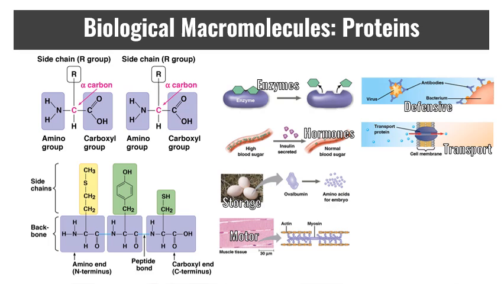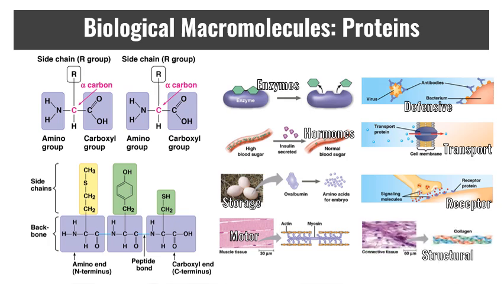You have transport proteins moving things across cell membranes. You have receptor proteins used for signaling between cells. And you have structural proteins like collagen, keeping your skin flexible. When that begins to break down, you start to wrinkle. The function of a protein depends upon its ability to recognize and bind, and that is going to be something that we deal with a lot in the next unit. But proteins are very flexible in their function.